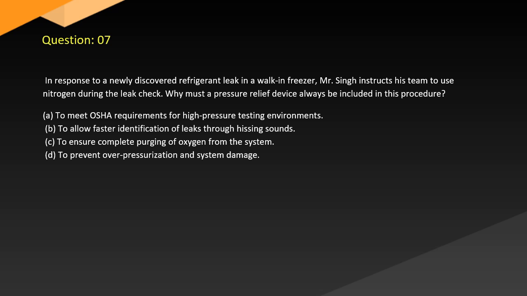Question 7. In response to a newly discovered refrigerant leak in a walk-in freezer, Mr. Singh instructs his team to use nitrogen during the leak check. Why must a pressure relief device always be included in this procedure? A. To meet OSHA requirements for high-pressure testing environments. B. To allow faster identification of leaks through hissing sounds. C. To ensure complete purging of oxygen from the system. D. To prevent overpressurization and system damage.